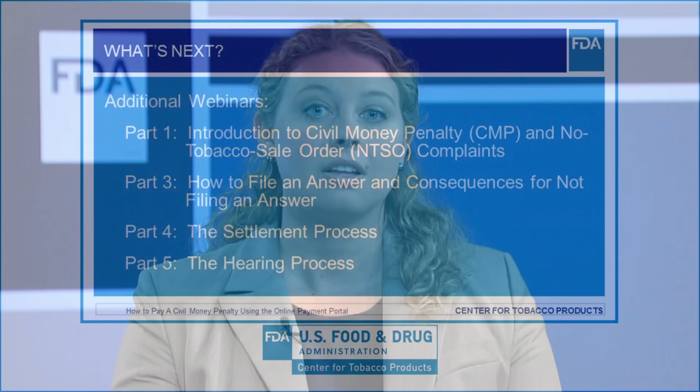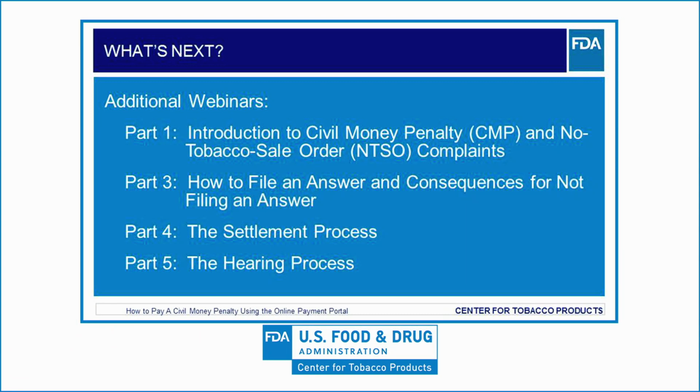Now that we've covered the basics of how to pay your civil money penalty online, we encourage you to visit the other webinars in the series if you have additional questions regarding a CMP or NTSO. The first webinar in this series was an introduction to civil money penalty and no tobacco sale order complaints. The remaining webinars in this series are Part 3, how to file an answer and consequences for not filing an answer, Part 4, the settlement process, and Part 5, the hearing process.